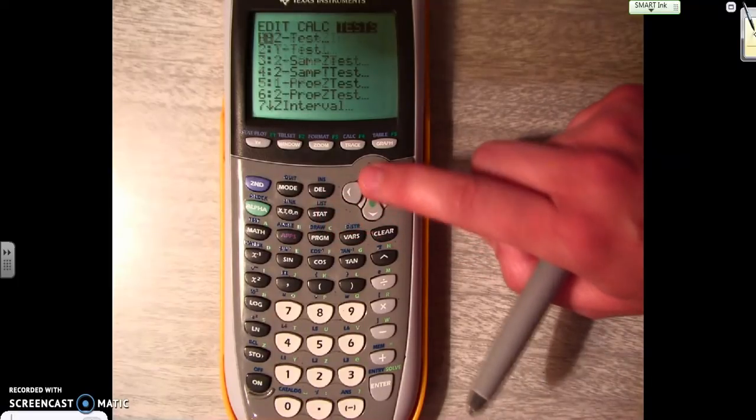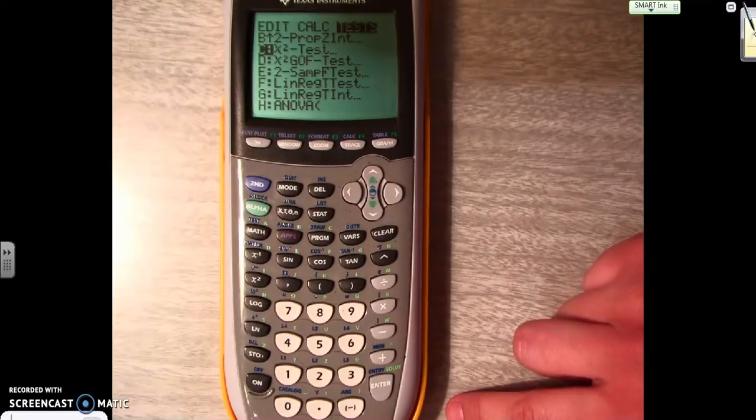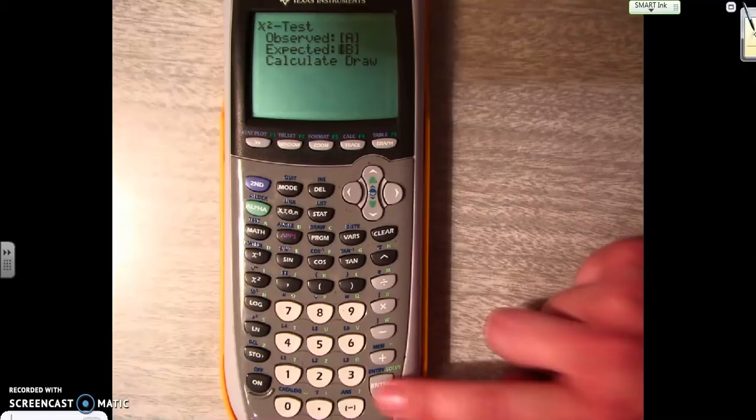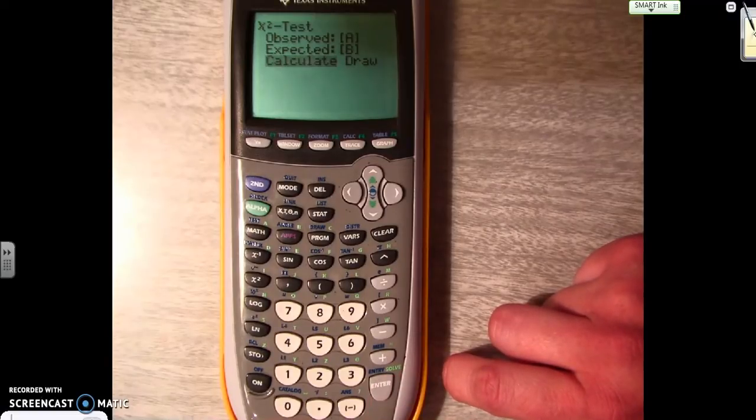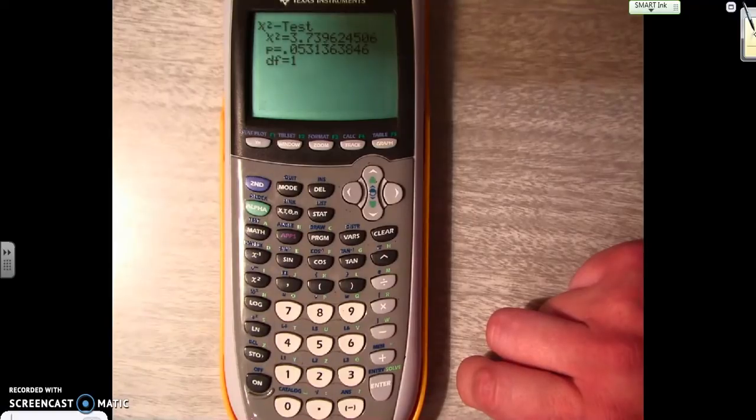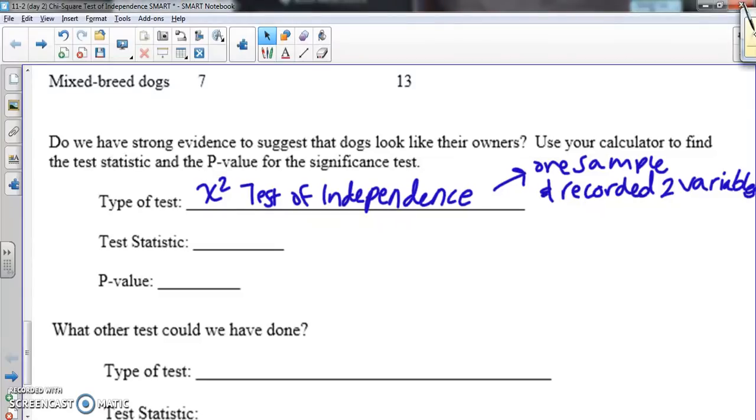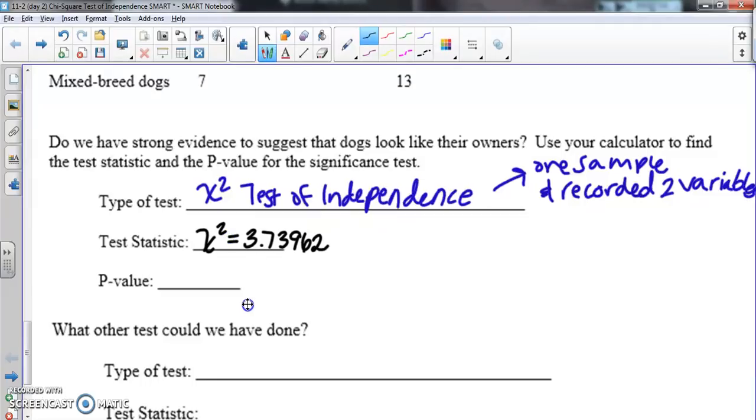Now that it's all stored in there, we can go ahead and go back to Stat, scroll back over to Tests, and find the chi-squared test. All you have to do is scroll down and hit Calculate, since all of our observed are already in matrix A. So there's our chi-squared and our p-value, which is what the notes are asking us for. So going back to the notes, the test statistic is chi-squared equals 3.73962. There's a reason why I'm going out that many decimals. And the p-value is 0.05313.